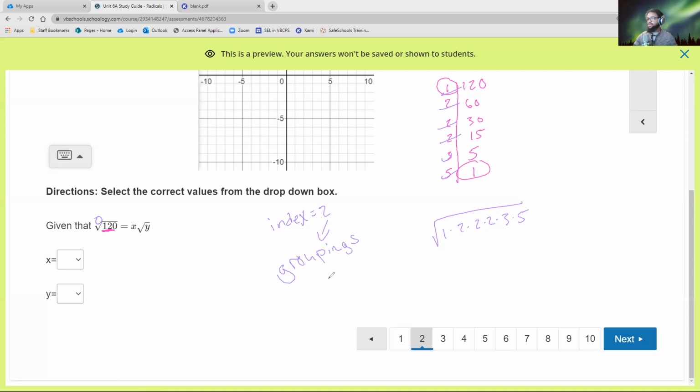Groupings of 2. Okay. So when we continue this problem, I'm going to look for groupings of 2 to pull out of my radical. And I see I've got a pair of 2's here. That means these 2 things can go out.